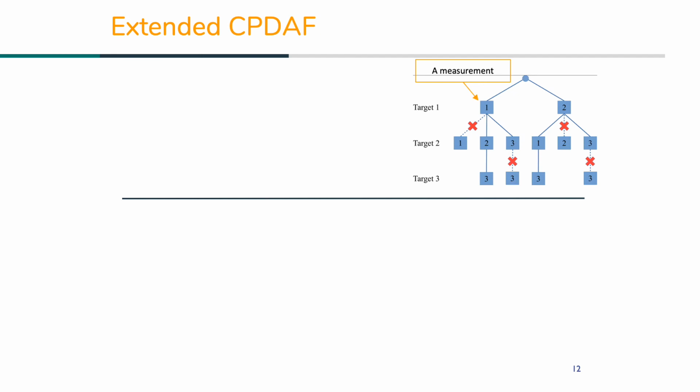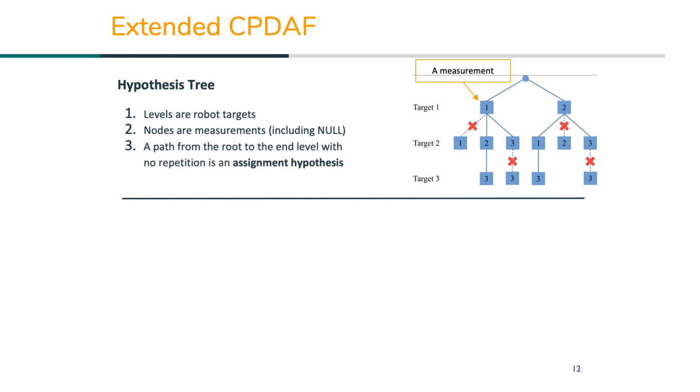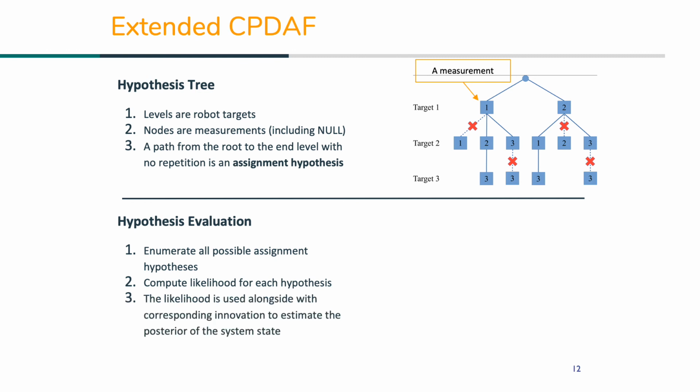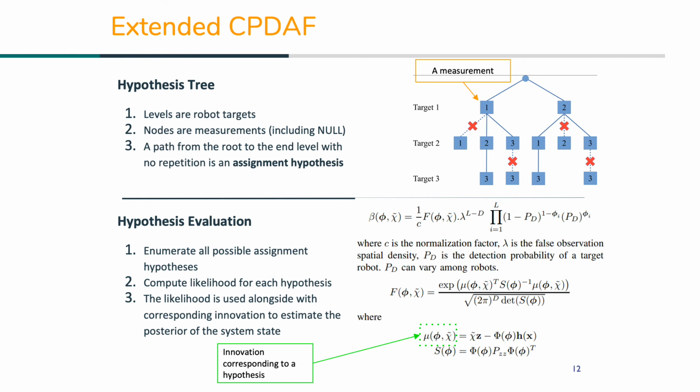Imagine in one system, one robot can detect three other robots, target 1, target 2, and target 3, yielding measurements without any ID. So what we do is create a hypothesis tree whose levels are robot targets, with the nodes representing measurements. A path connecting the root to all levels with no repetition would be an assignment hypothesis. The hypothesis evaluation is none other than enumerating all possible assignments, computing the likelihood for each, and using the information to estimate the posterior of the system state.